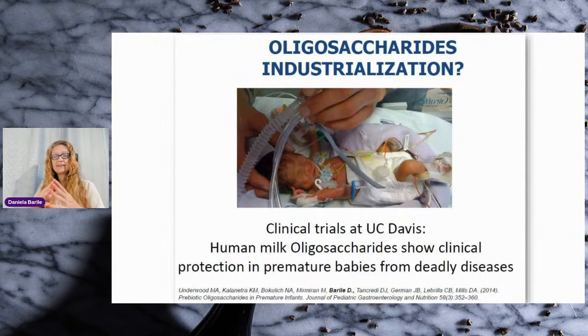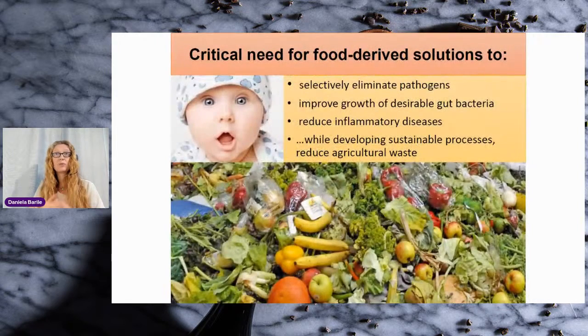So clearly there's a lot of potential, and we did clinical studies showing that human milk oligosaccharides can really save lives in the case of premature infants. Lots of knowledge here, but what about the industrialization? How do we bring it to the larger population that needs these molecules, besides breastfed infants? So we need to translate this knowledge and bring it to practice.